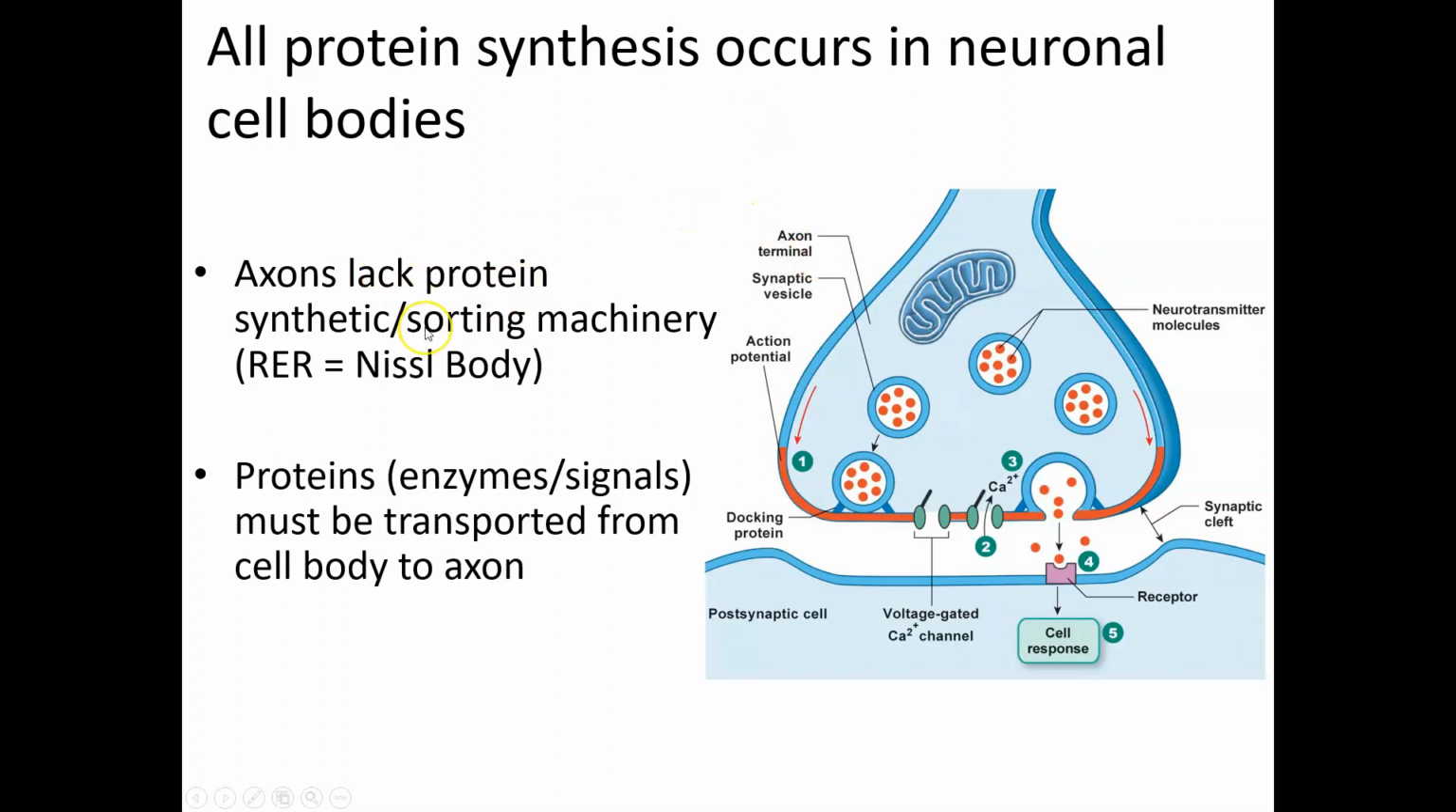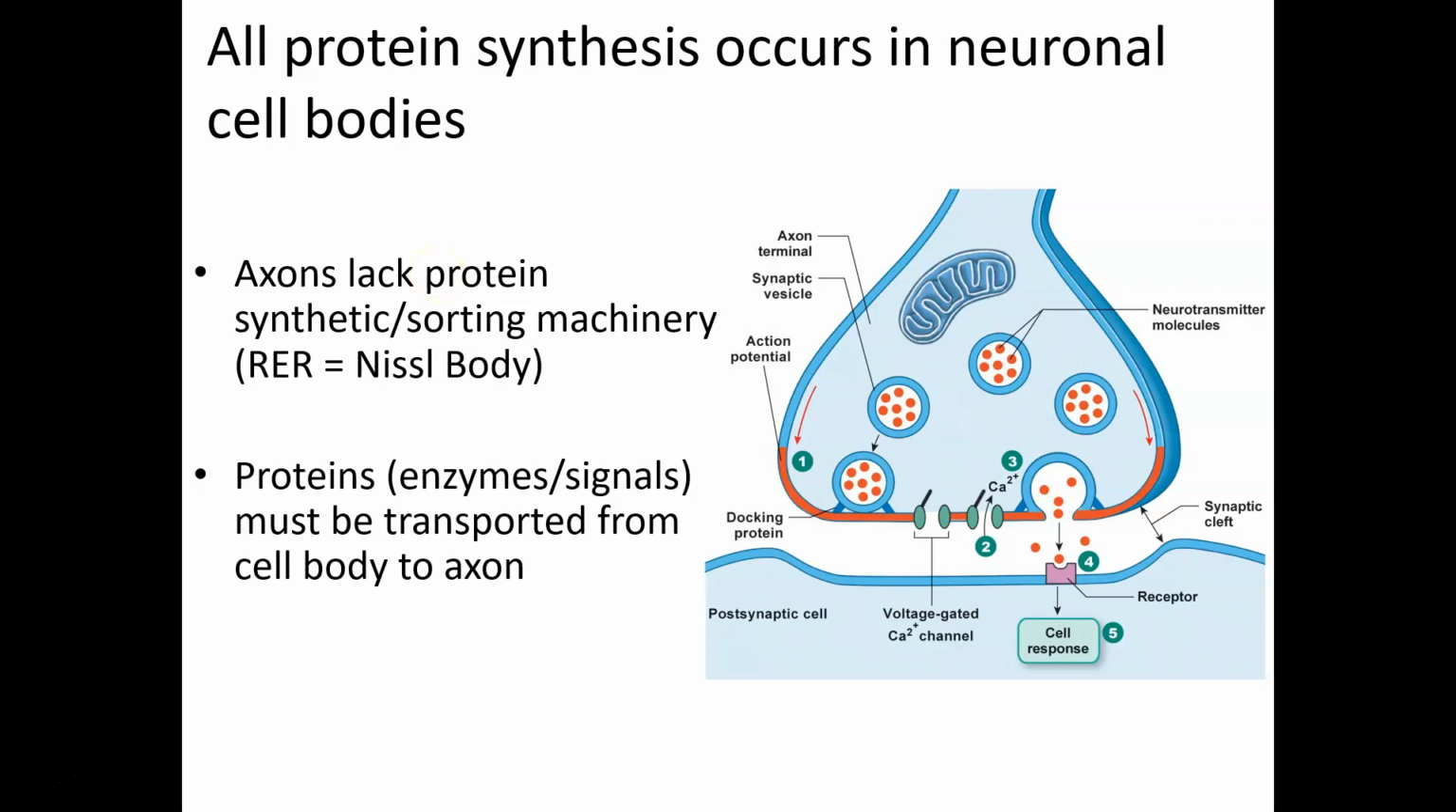In terms of the axons, they lack the protein machinery. They don't basically have any rough endoplasmic reticulum to be able to make the proteins that are released as neurotransmitters. So those have to be made up in the cell body.